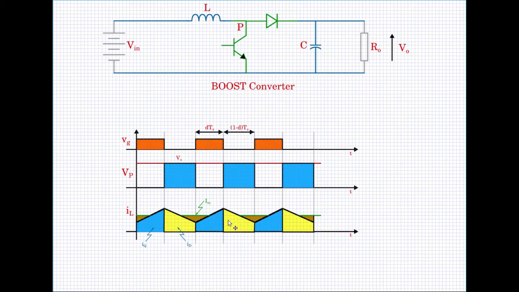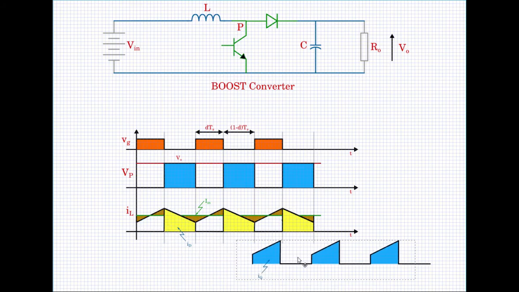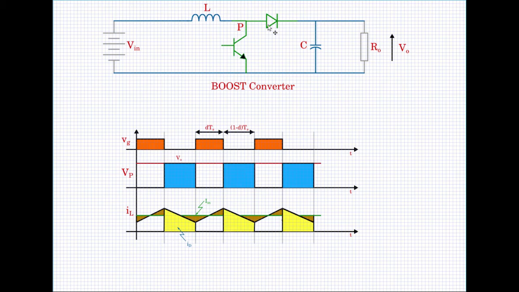So the yellow regions are the parts of the current that flows through the diode. So that is also the current that is flowing through the capacitor and R naught combination. Let me remove out the blue region so that we have some clarity in the current flowing through the diode, and which will again split up into C and R naught, I naught current.